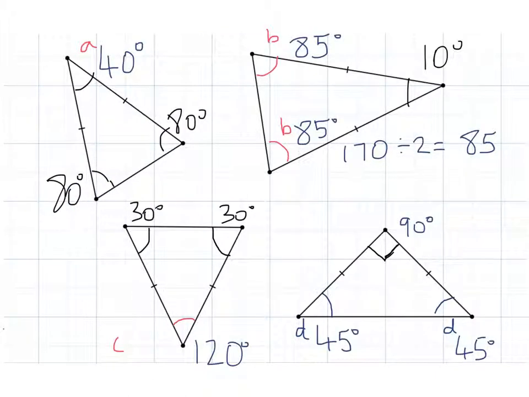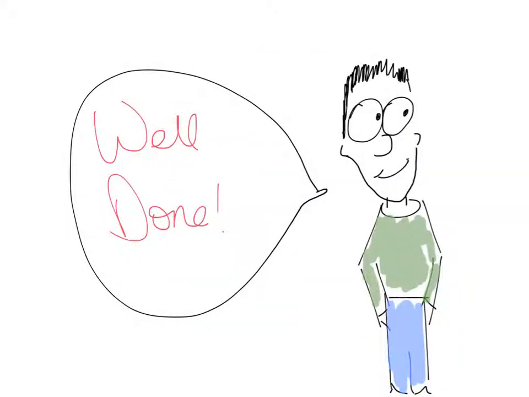And here are your final set of answers. So for B, we've got 10 degrees at the top, so the two angles B must equal 170 altogether. You just have to halve that to 85 degrees to work out that each B is worth 85 degrees. And the bottom one for D, the top angle is a right angle, because it's shown as a square, so that's 90 degrees, which means that angles D must both add up to 90 degrees, so half of 90 is 45. And that is that.